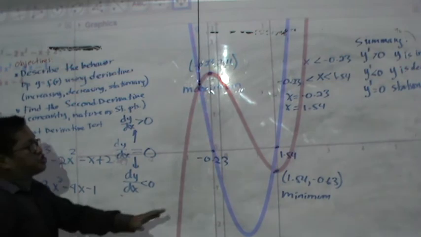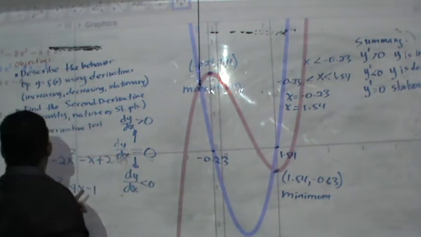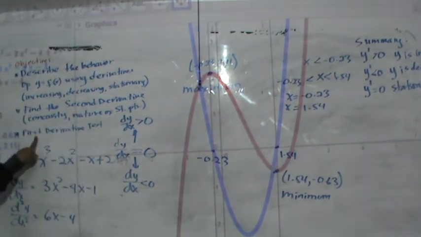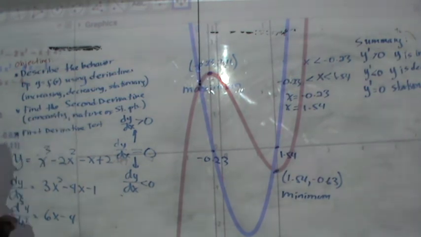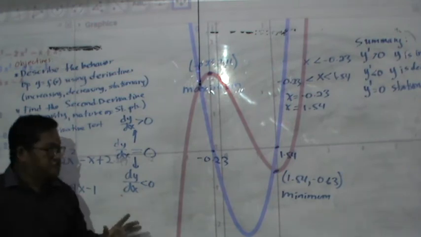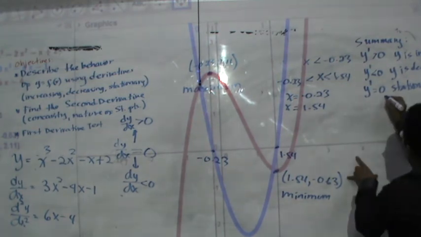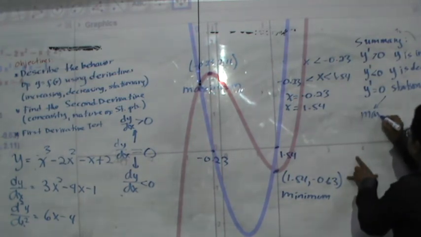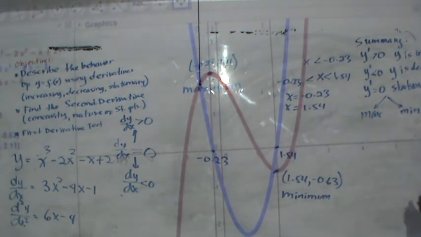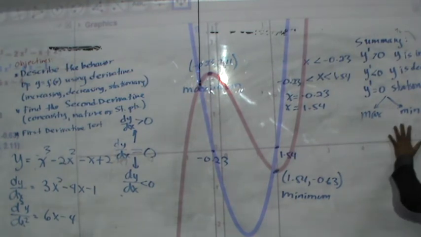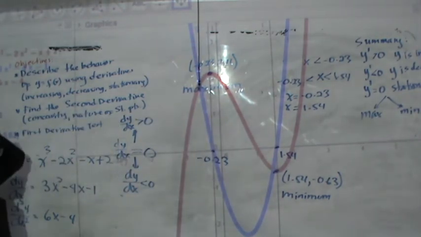Now, however, when you determine the nature of the stationary points, there are only two ways to do it. The first one is using the first derivative test, and the second one is using the second derivative test. The stationary points could either be max or minimum. Sorry, before I get into the second derivative test, because we're already here, let's look at the first derivative test.